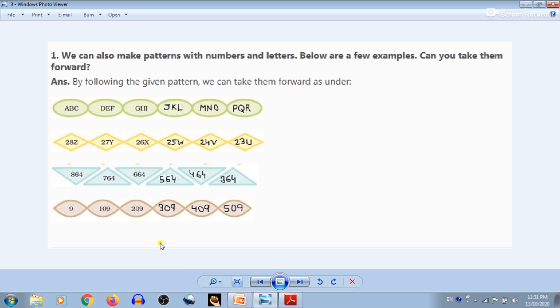So here we have the solution. 25, 24, 23, and here Z, Y, X. Before X comes W, before W comes V, and before V comes U.